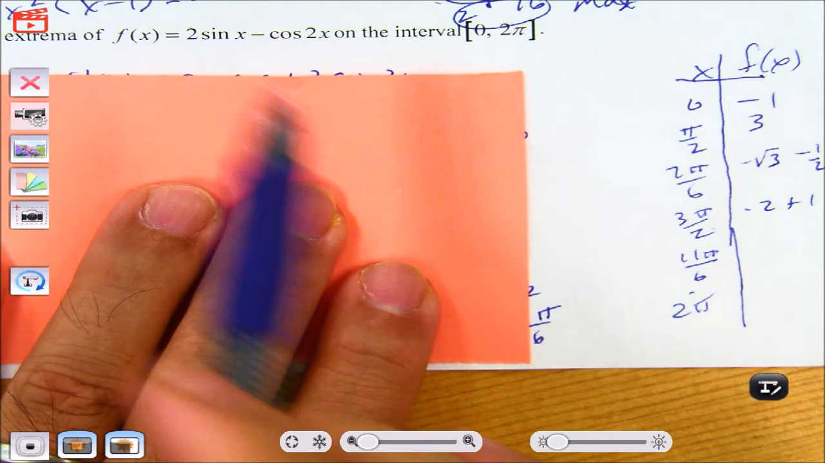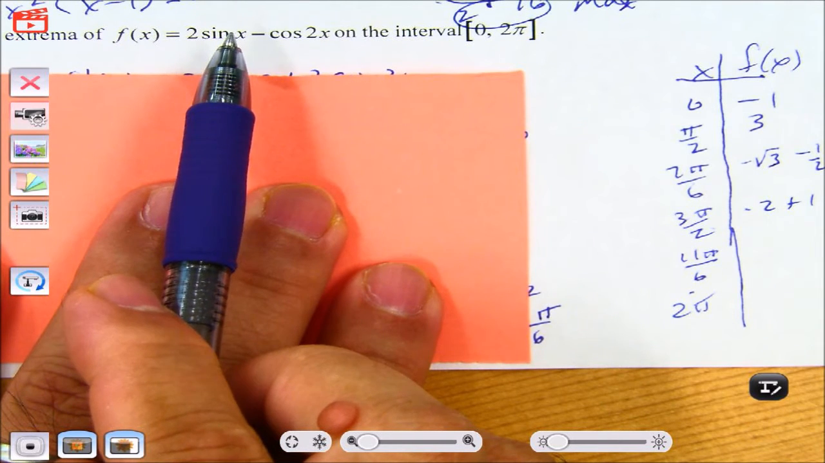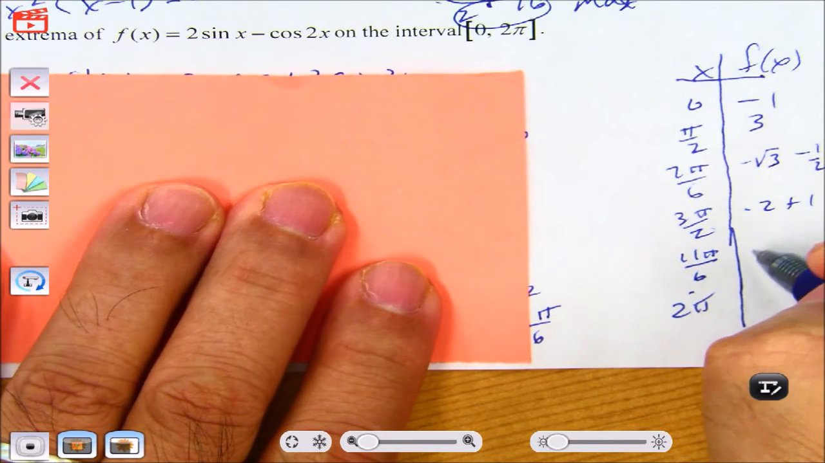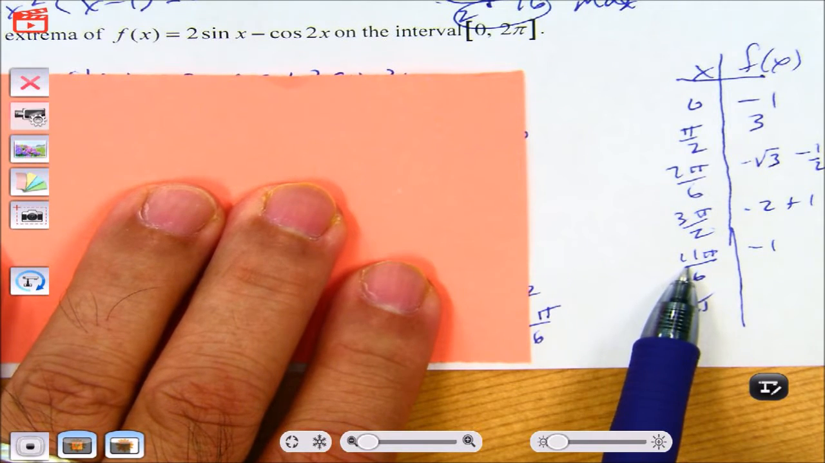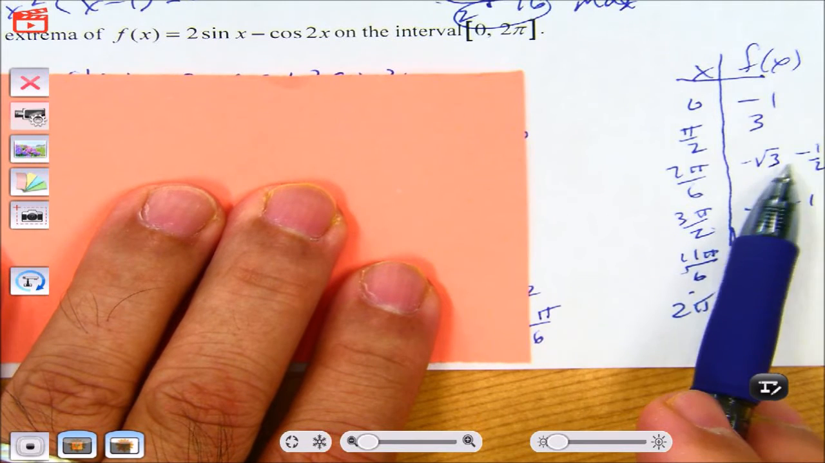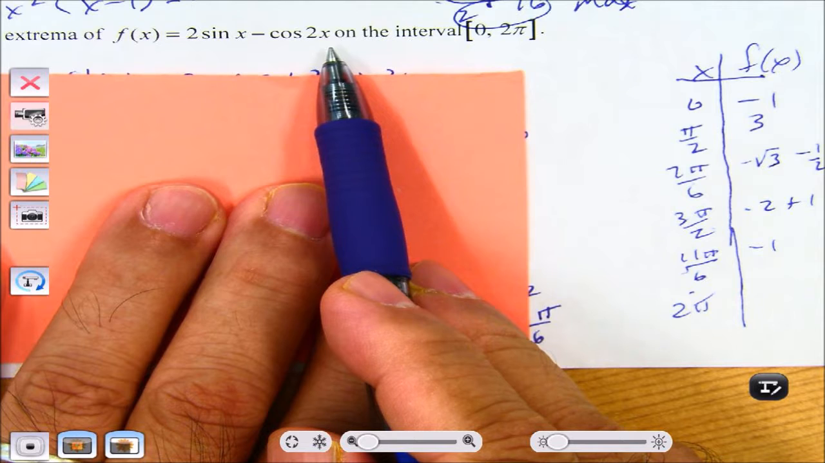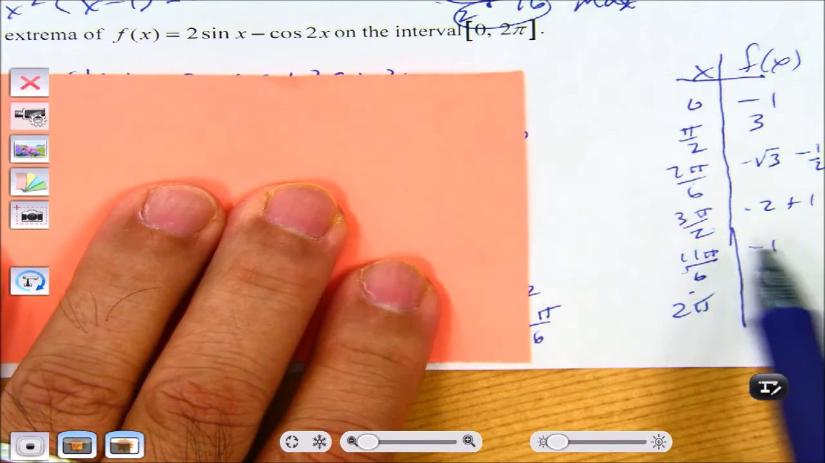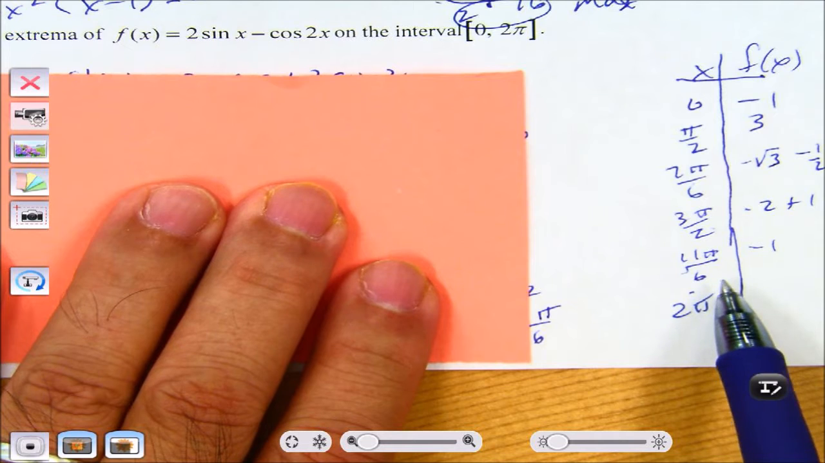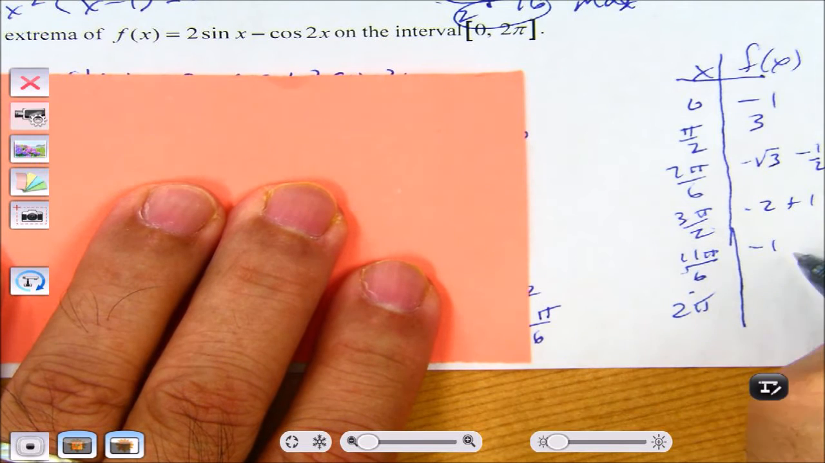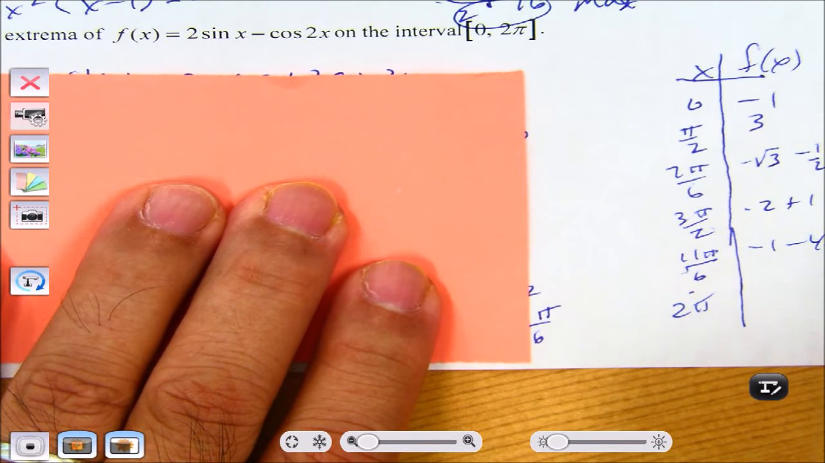Plug in 11 pi over 6. Sine of 11 pi over 6 is negative 1 half, so that's negative 1. And plug in 11 pi over 6, that's 11 pi over 3. Cosine of 11 pi over 3. That's 1 shy of 12 pi over 3. 12 pi over 3 is 4 pi. 4 pi is same as 0. So it's going to be the positive pi over 3 version, so it's 1 half. So it's minus a half. So it's negative 3 halves.